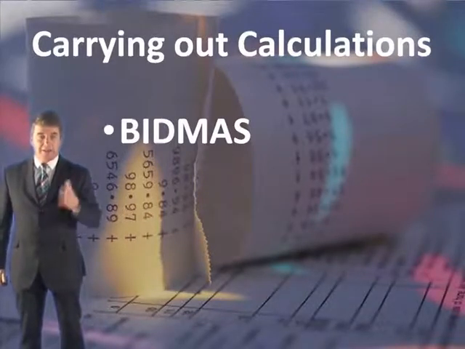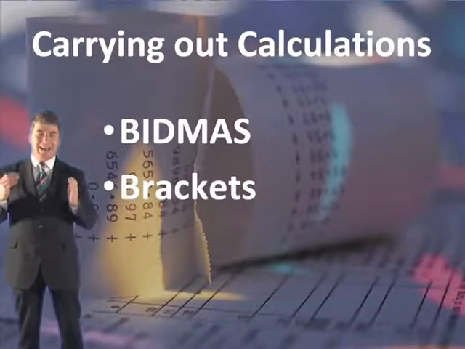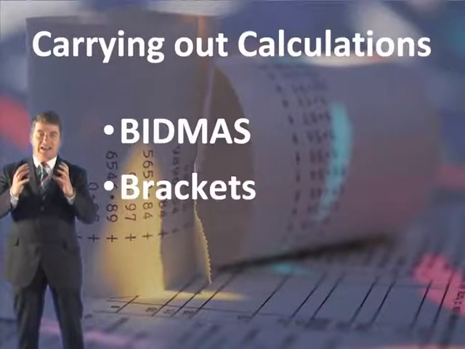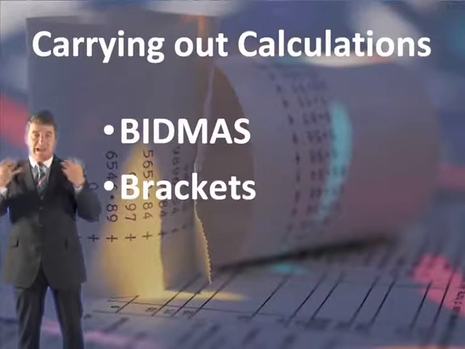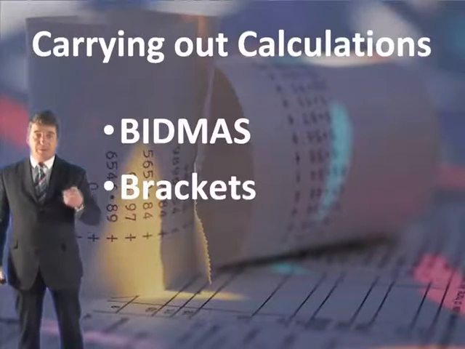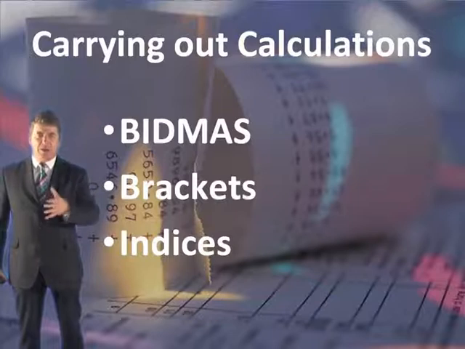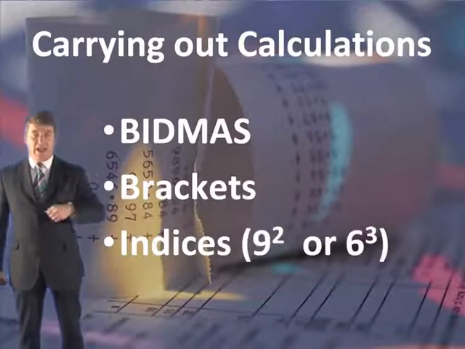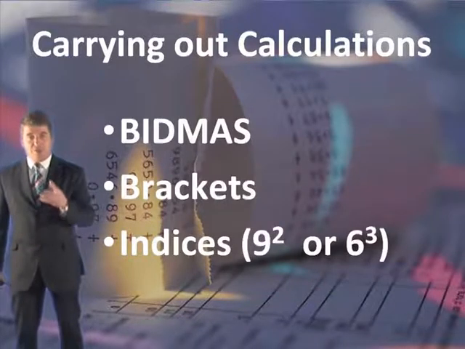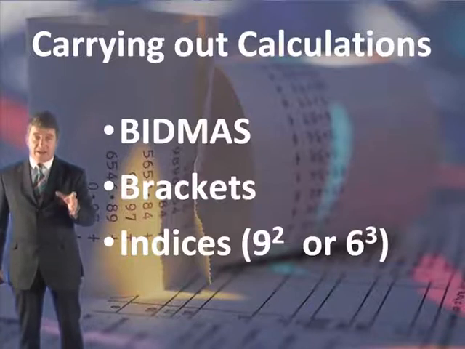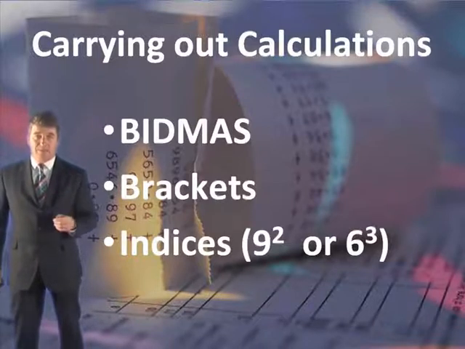So what is BIDMAS? B is brackets. You always carry out the calculations in brackets first. You've got to try and bring those numbers out, so you solve the problems in the brackets. I is the indices. This is any number to the power of another number, like 9 squared or 6 to the power of 3. After you've done your brackets, you always solve them next.